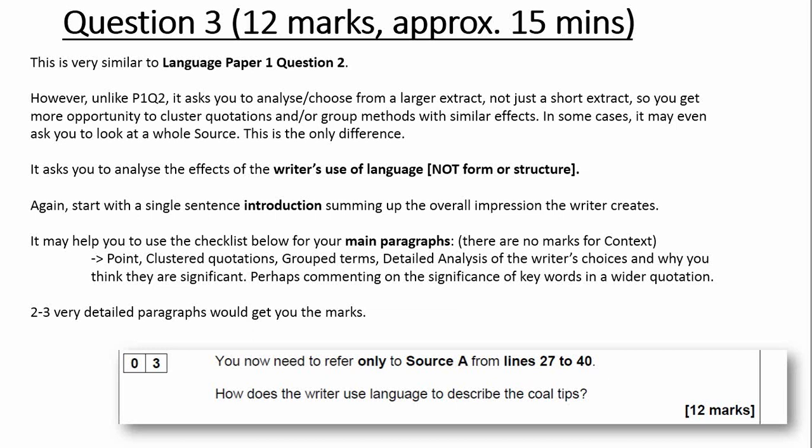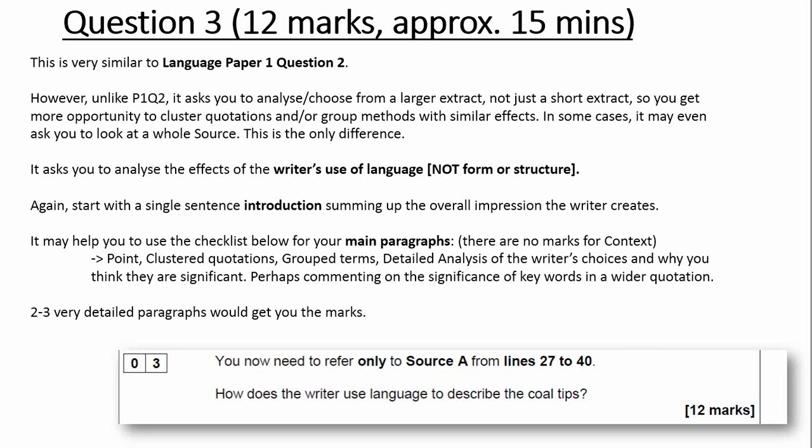So this is my second instalment of my Introduction to English Language Paper 2, picking up where the previous video left off after having covered questions 1 and 2. This video now covers questions 3 and 4. So we'll start with question 3 here.